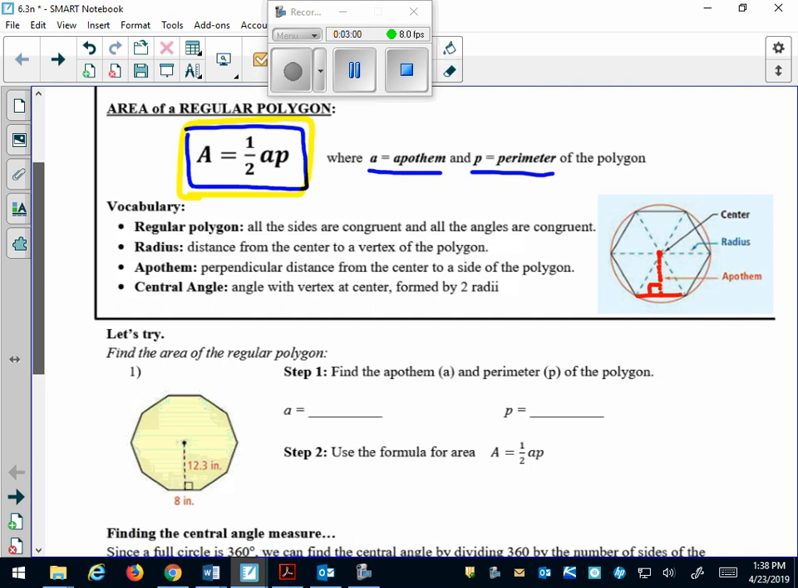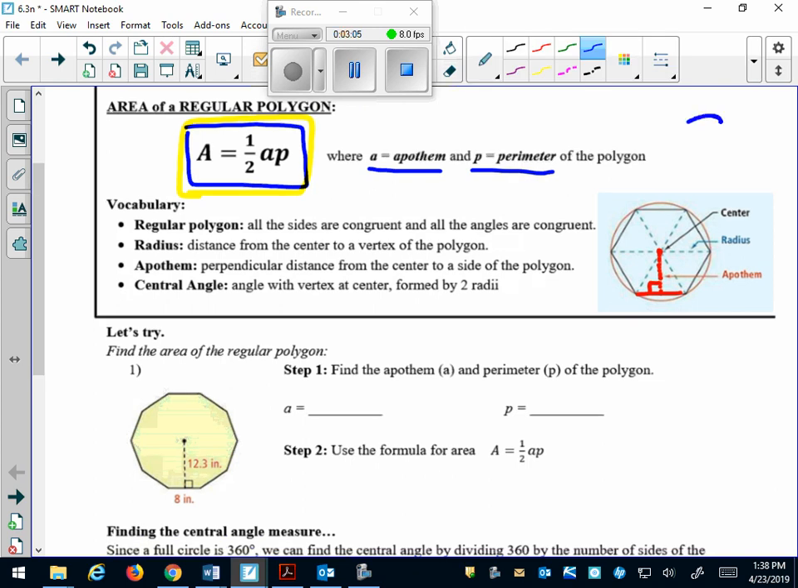The central angle we're going to talk about a little bit more later. But if you remember the central angle of a circle, if you have 2 radii, they form the central angle of a circle. Well, the same is going to be true with a polygon. If you take 2 radii, that angle that the 2 radii form is called a central angle. It's called a central angle because the vertex is at the center. So central angles we're going to talk about in a little bit.